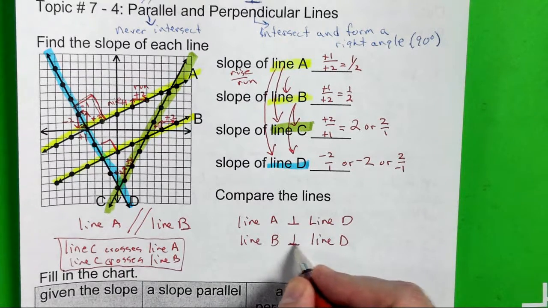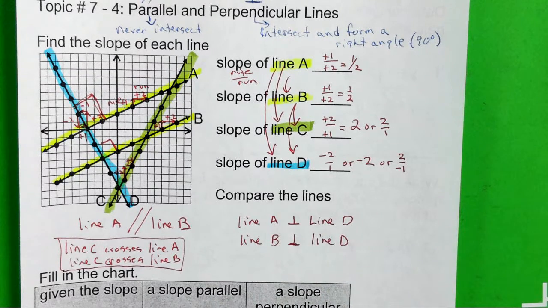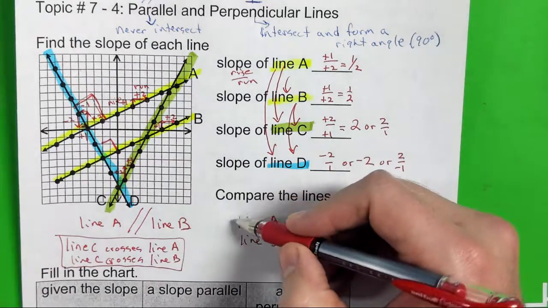Just that upside down T means perpendicular. If you want to write the words, you can, but I'm just trying to save myself space. Okay, so that's kind of interesting.